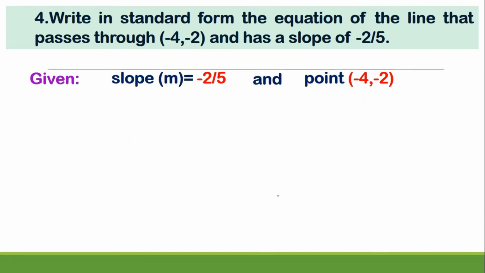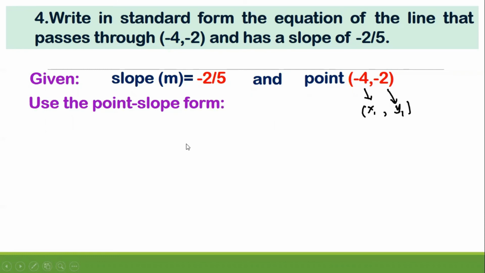Again, make sure to identify which one is your x sub 1. This is your x sub 1. This one is your y sub 1, not 2. Since you are given a slope and a point, which formula are you going to use? Of course, the point-slope form, which is y minus y sub 1 equals m times x minus x sub 1.